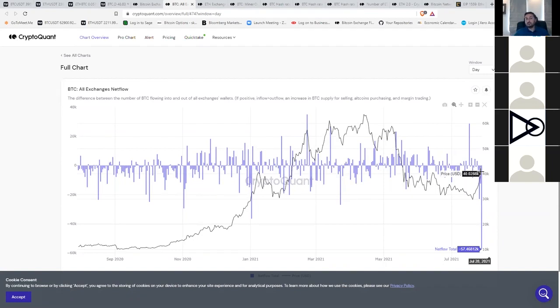But this alone, you can see, is the largest outflow we've had since, I mean, this chart's going back to September 2020, so before even the bull market really began. So that's a huge indicator for us that people have bought a lot of Bitcoin on exchanges and they're taking it out to cold storage. That's generally what we infer from that. So that's an interesting indicator to keep an eye on. So this on its own, without looking at other stuff, is a fairly bullish indicator.